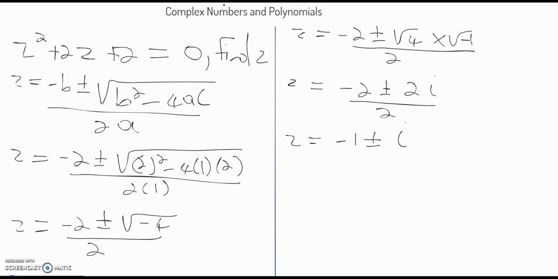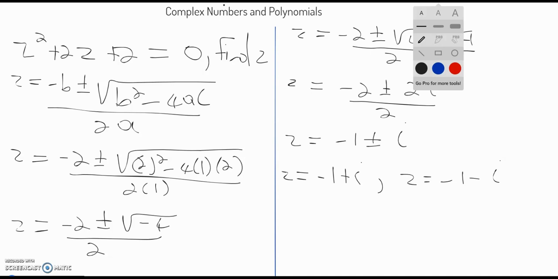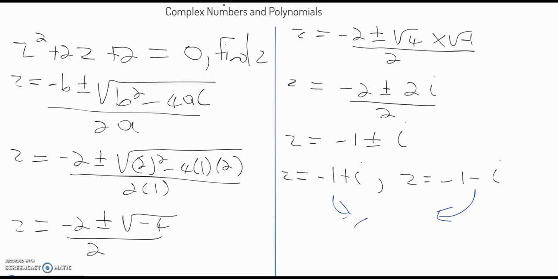Now let us separate these answers. Z equals negative 1 plus i, or z equals negative 1 minus i. Now there's a special relationship between these two roots. If you look at them carefully, you realize that they are conjugates.